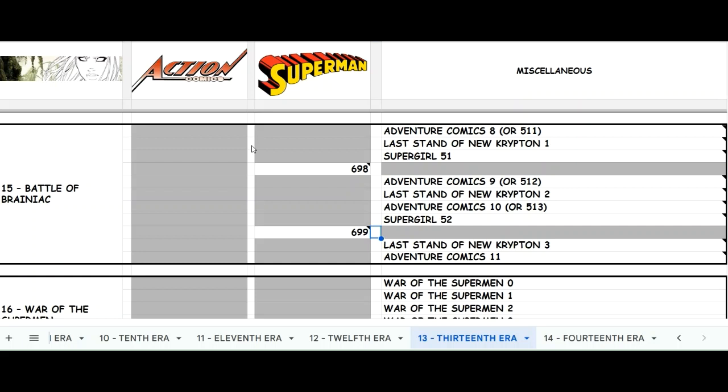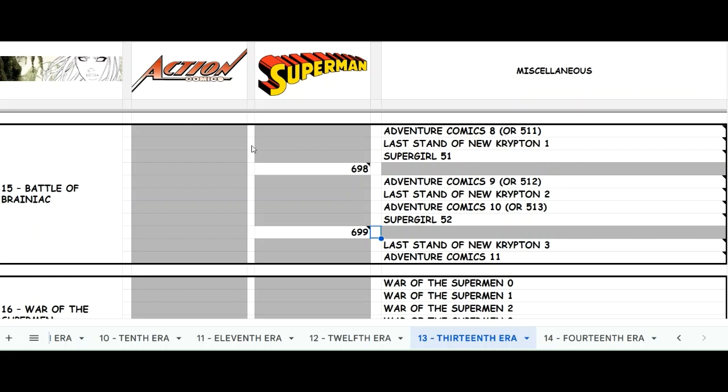It's triangle number 40, and it actually says to be continued in Last Stand of New Krypton 3, and also to be continued in Adventure Comics 11. I like this example because it kind of highlights the ridiculousness of being a Type P reader. And I don't say that in a disparaging way. I am a Type P reader and I fight constantly not to be one because it's deeply unfulfilling.